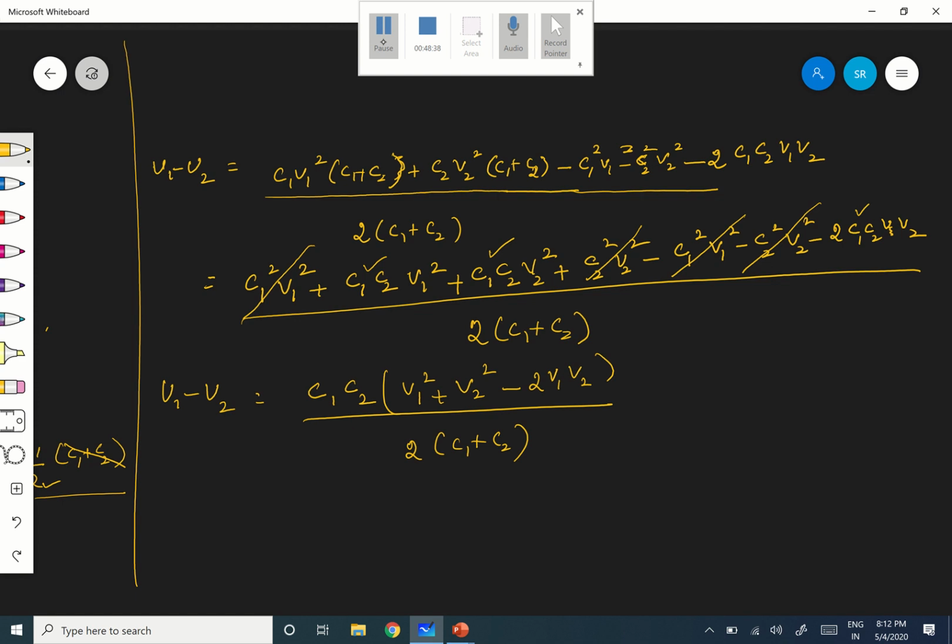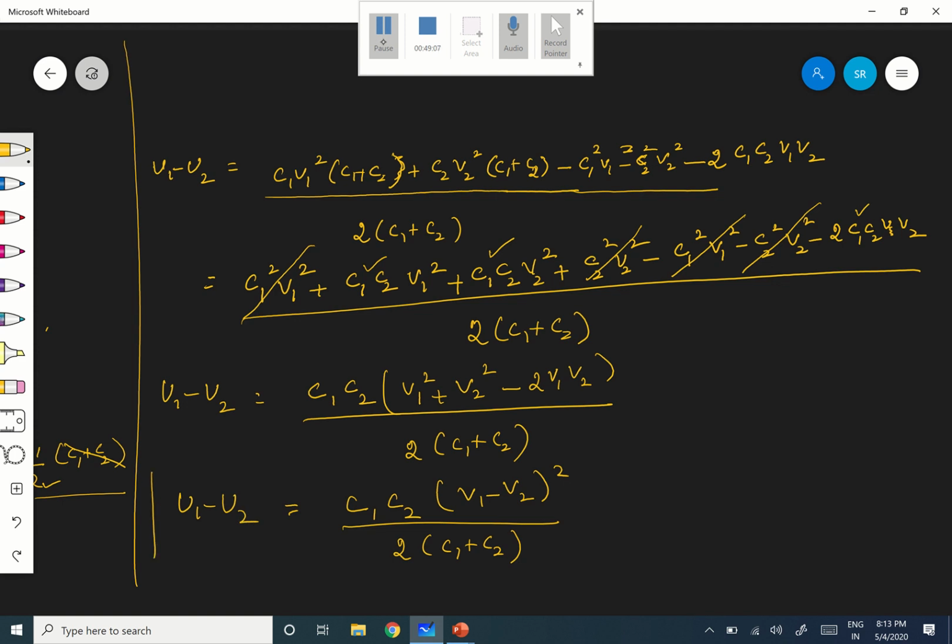Okay, therefore what is that? That is nothing but C1 C2 into V1 minus V2 the whole square, right? A minus B the whole square, A square plus B square minus 2AB, like that in the formula. Okay, V1 minus V2 the whole square divided by 2 into C1 plus C2. That is nothing but your U1 minus U2.